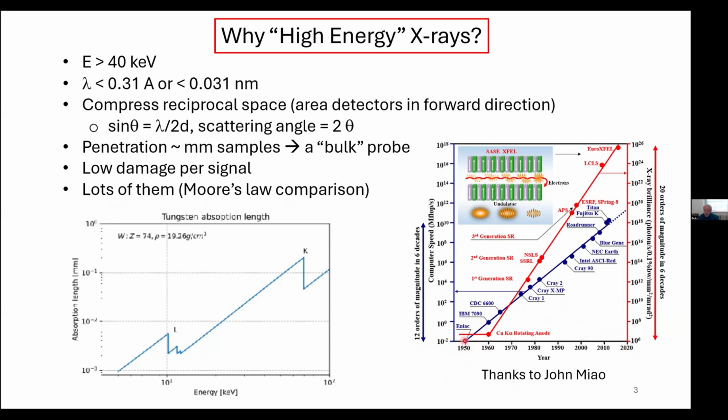By comparison, the red curve is for X-ray sources. This brilliance is a combination of factors that make the X-rays useful for the kinds of experiments that we're doing. And that has evolved over the same 6 decades by 20 orders of magnitude. So we have lots of computing power, and actually we use that in this business. We also have lots of X-rays, which is very convenient.